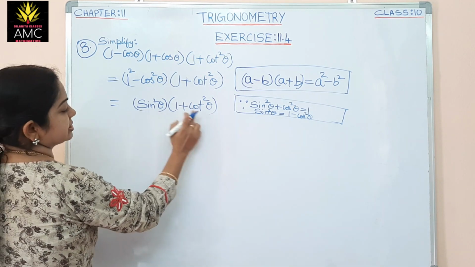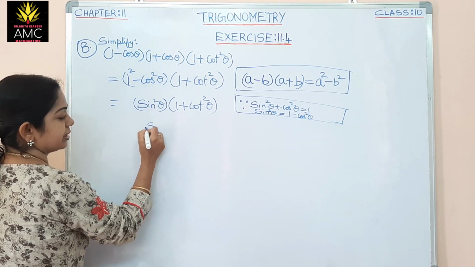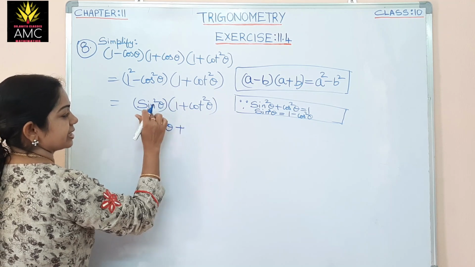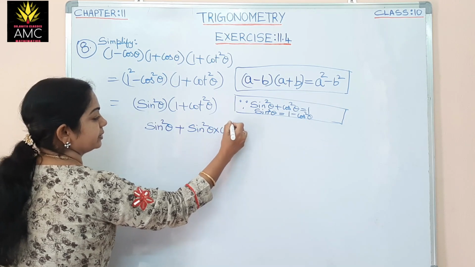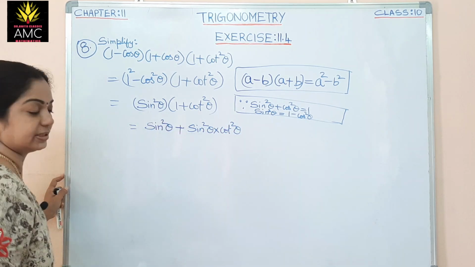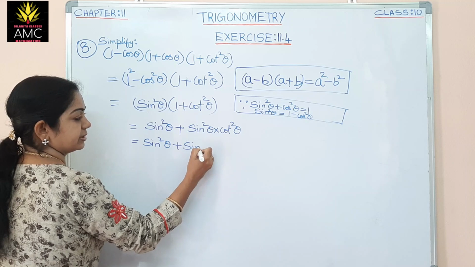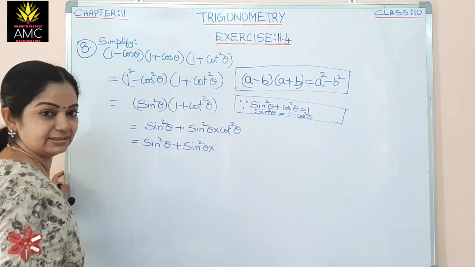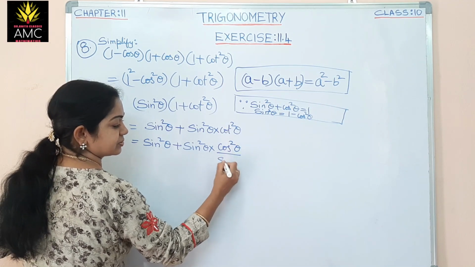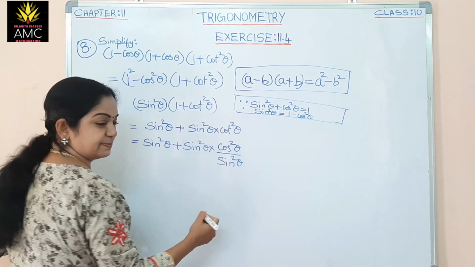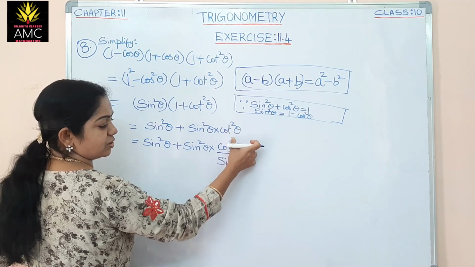Okay. Now here, these two are clearly multiplication, isn't it? Bracket. So we will multiply the sin square into 1. So it comes to sin square theta plus sin square theta into cot square theta. I have opened the bracket, just multiply. Now here, sin square theta plus sin square theta into cot square theta. Cot is the reciprocal of tan. Tan is sin by cos, so cot is cos by sin. Since it is square, cos square by sin square.